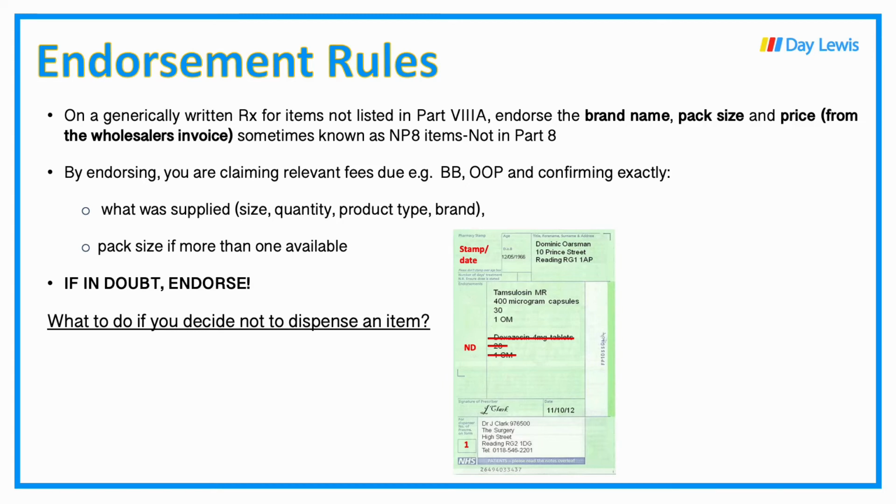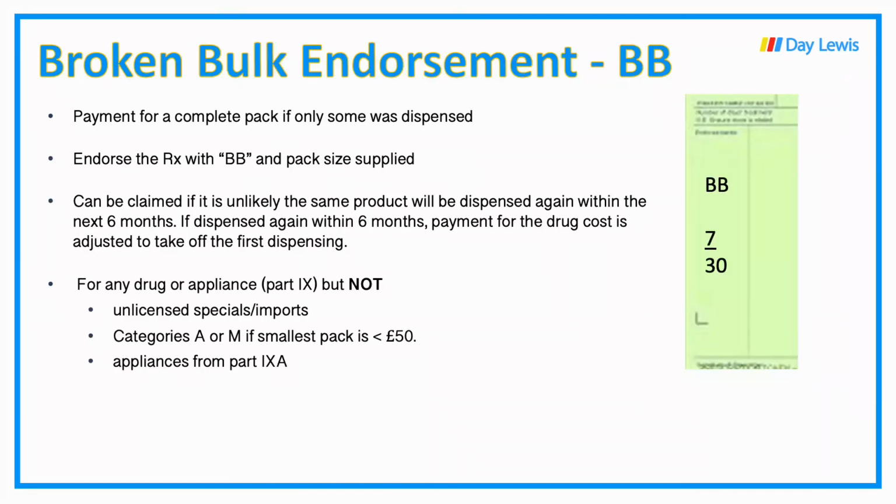And what would you do if you decided not to endorse an item? So here on the prescription, you can see that the second item we have decided not to endorse. So that would be not given out due to patient preference or it's clinically inappropriate. So you would need to endorse the prescription appropriately by scoring through the item and writing ND in the endorsement column. So let's look at those claiming fees for any additional payment that you need to receive in a bit more detail.